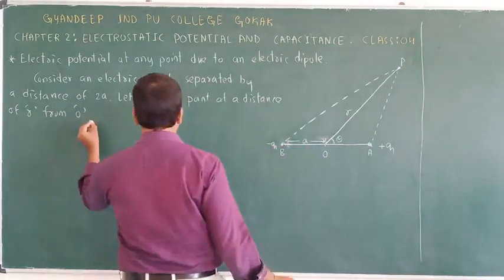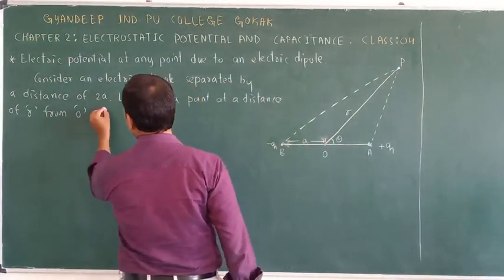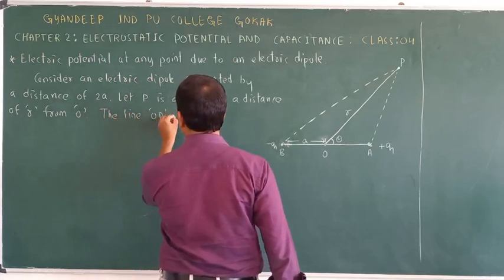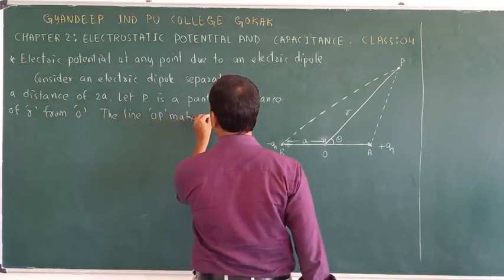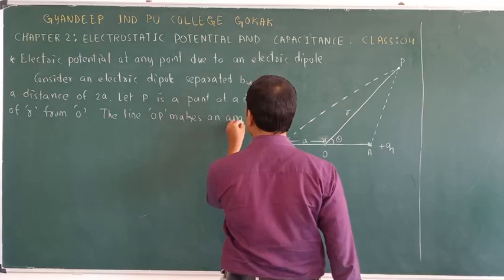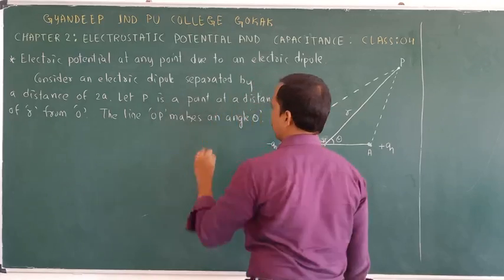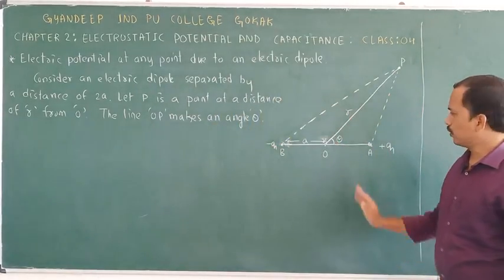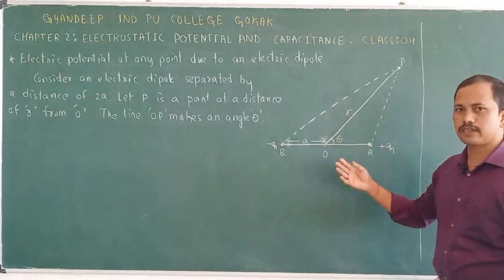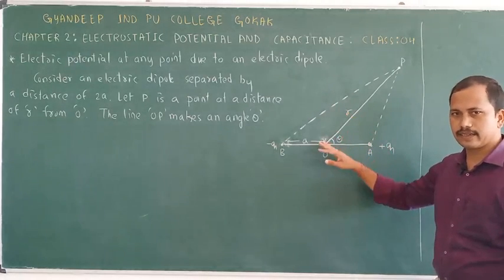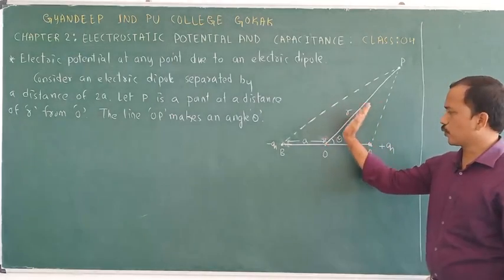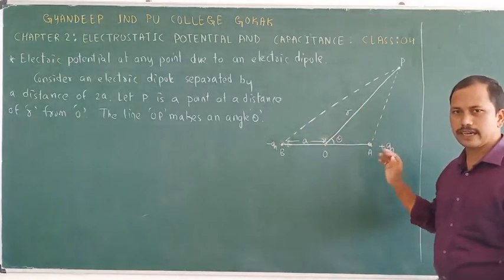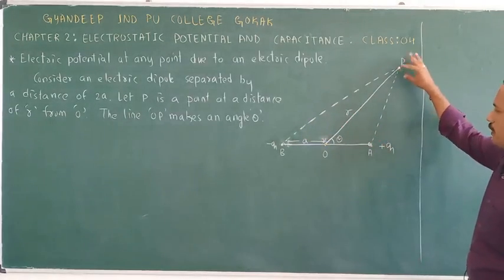Okay, so next, the line OP makes an angle theta. After the derivation, you can find those two conditions: if theta is equal to 90 degrees, it is along the equator line, and if theta is equal to 0 degrees, it is along the axial line. So you can consider it generally at any point.